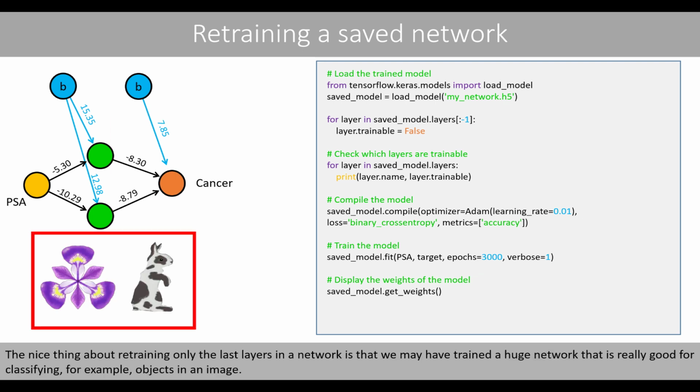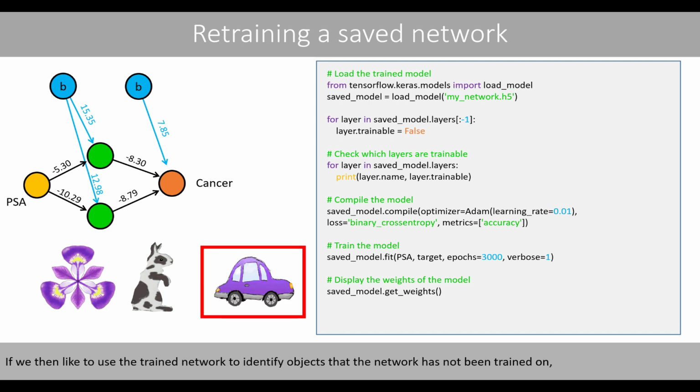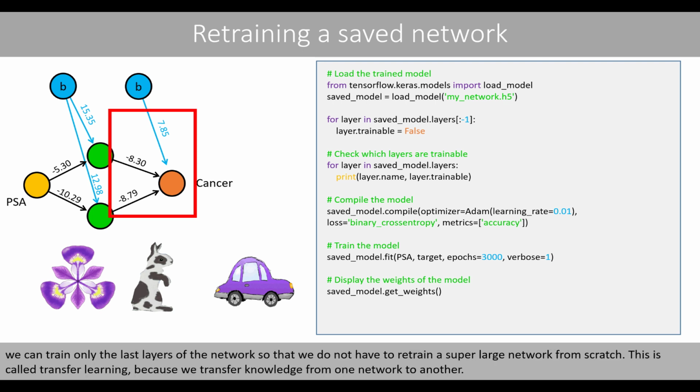The nice thing about retraining only the last layers in a network is that we may have trained a huge network that is really good for classifying, for example, objects in an image. If we then would like to use the trained network to identify objects that the network has not been trained on, we can train only the last layers of the network so that we do not have to retrain a super large network from scratch. This is called transfer learning, because we transfer knowledge from one network to another.